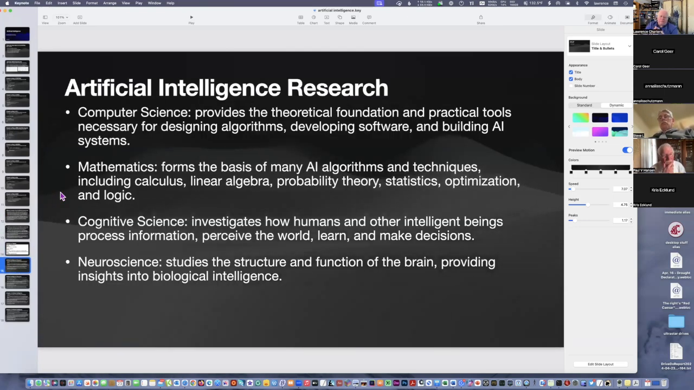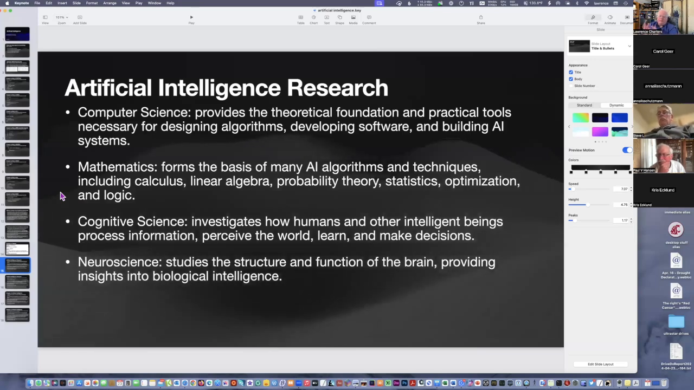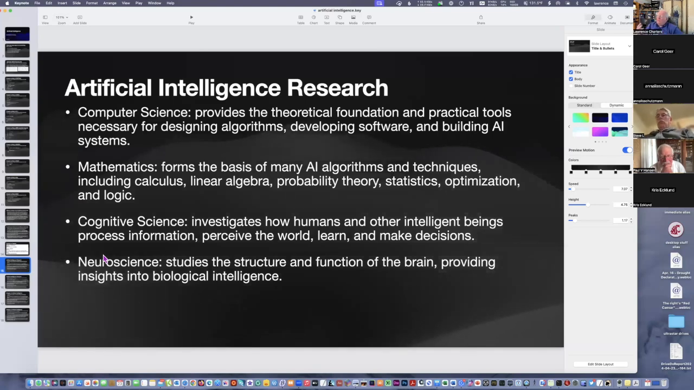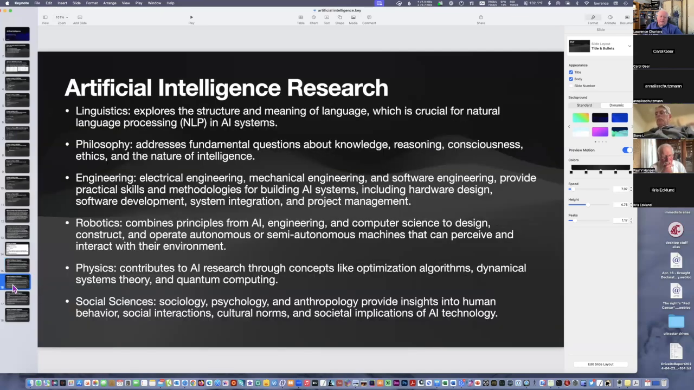Artificial intelligence research requires computer science, requires mathematics, requires cognitive science. Cognitive science has to do with the part about being self-aware and making decisions and how to learn. It requires neuroscience, which is the study of how our brains function and get these insights on how to program things. But it also requires linguistics, the ability to communicate, how communications theory works, philosophy to address moral questions and what is the nature of intelligence and things like that.